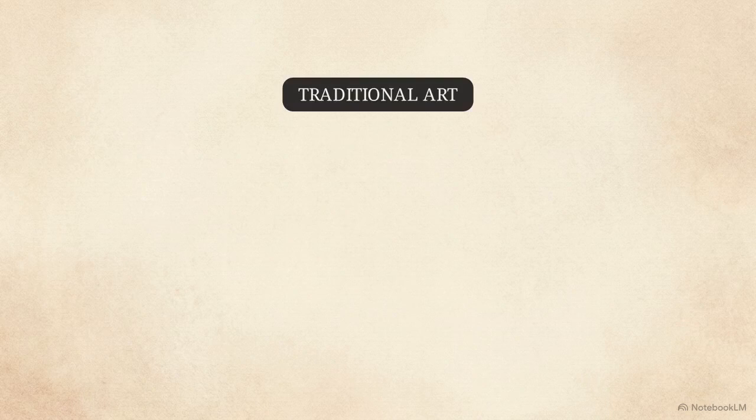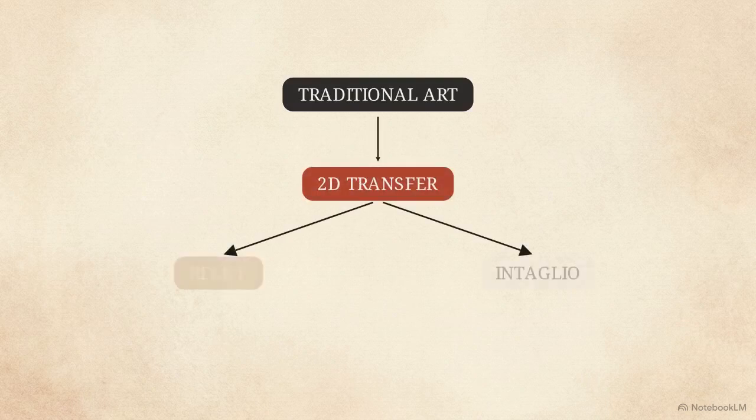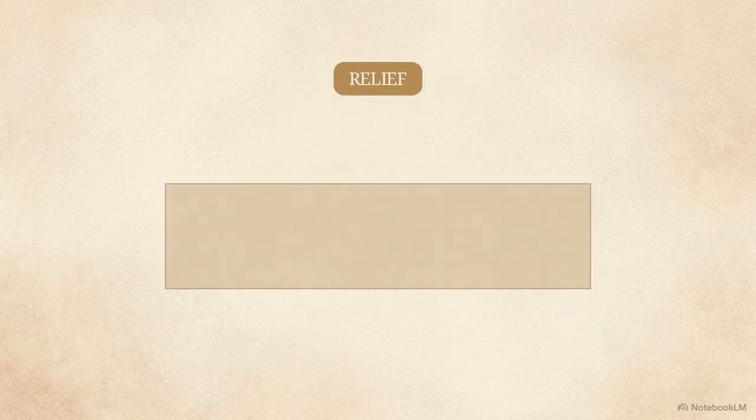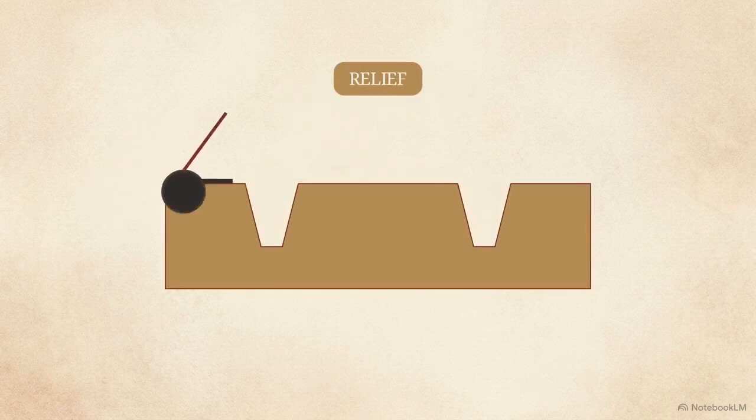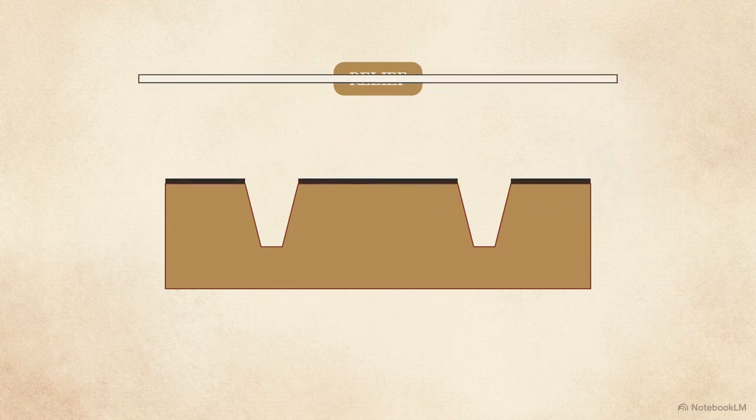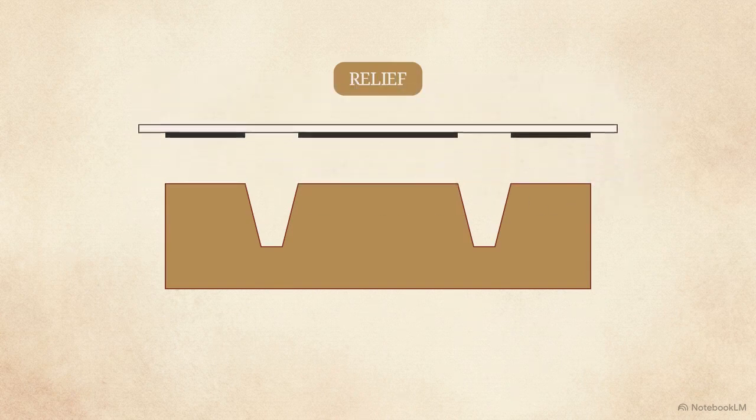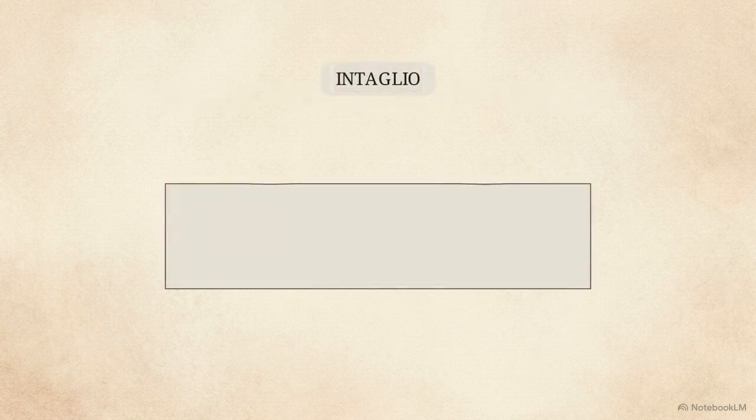The second structural domain shifts away from permanent mass to focus on the mechanical transfer of two-dimensional imagery. Printmaking manipulates a matrice's topography. In relief, negative space is carved away. Ink is rolled over elevated plateaus to transfer the design.